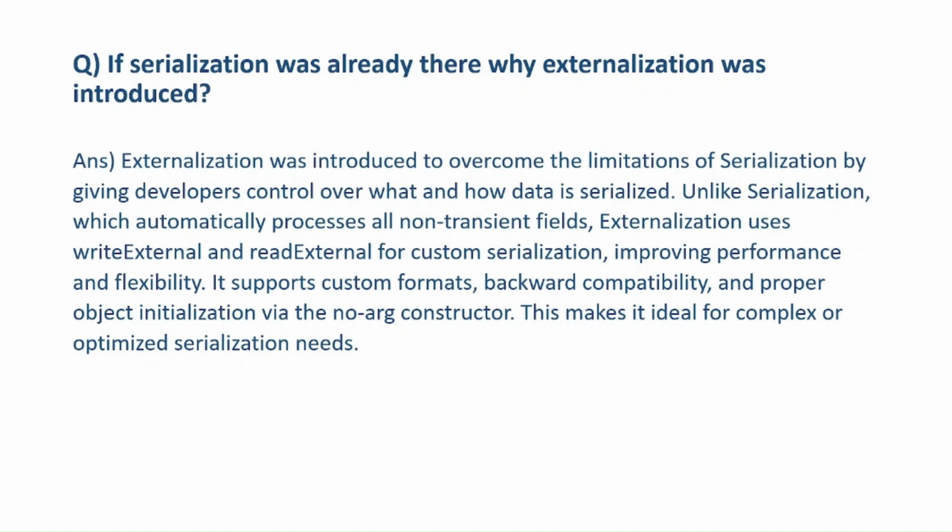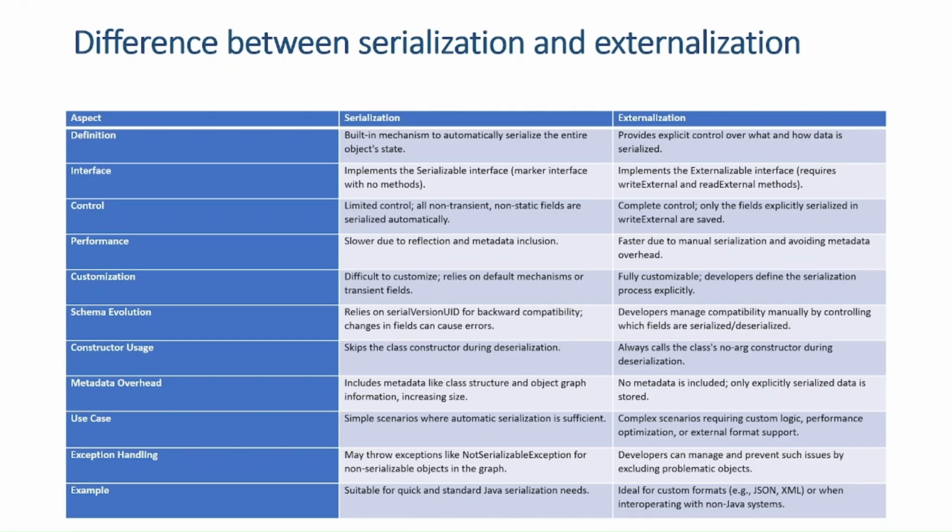So at a high level, if you want to rely completely on the JVM for serializing your object, then you should go with serialization, which is very simple to implement. But if you want to have control over the serialization process, then you should go with externalization. Here, the developer has control over which fields to serialize, and they can do all kinds of customization. So let's see the difference between serialization and externalization in detail.